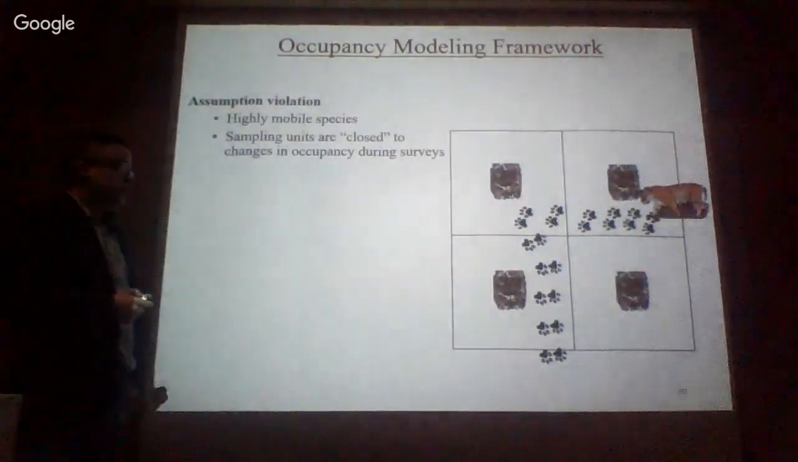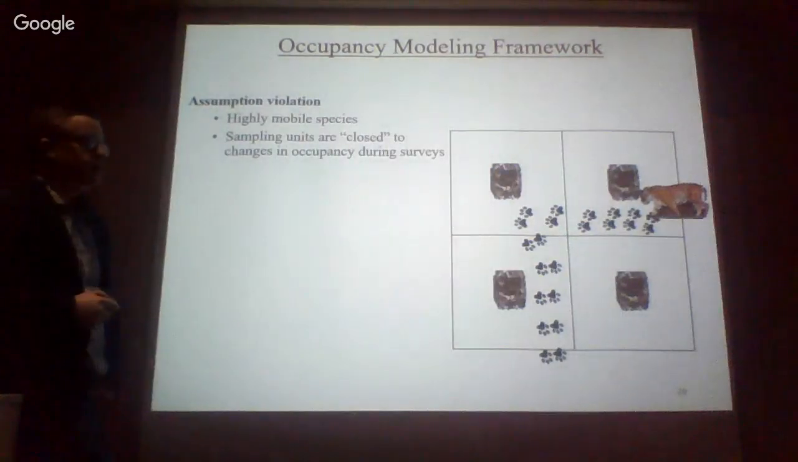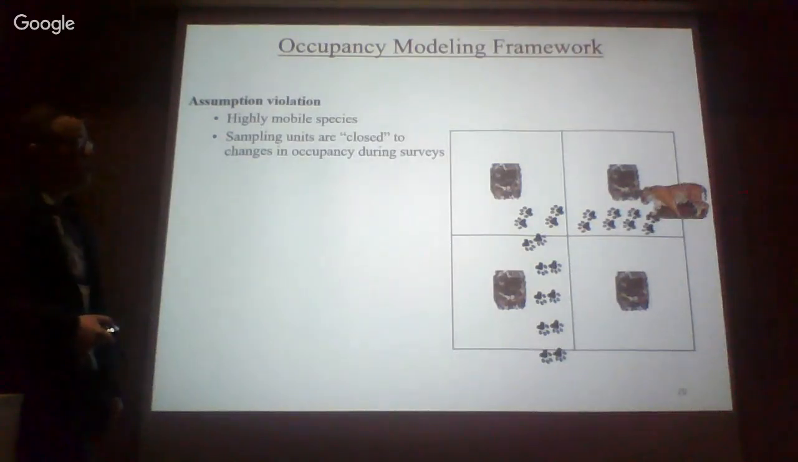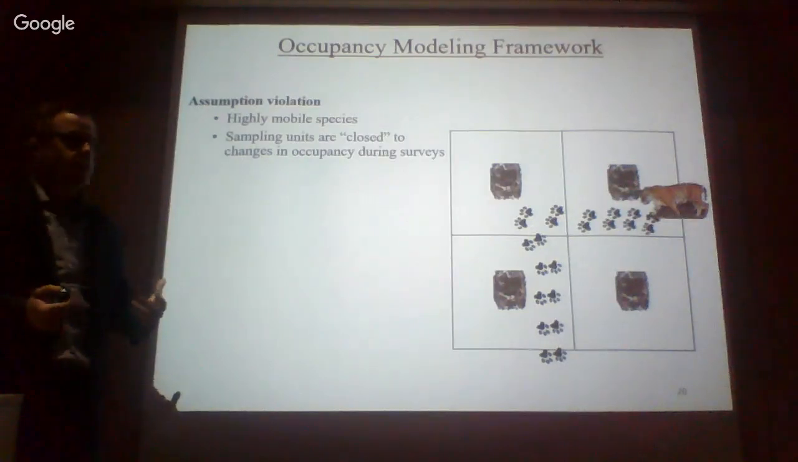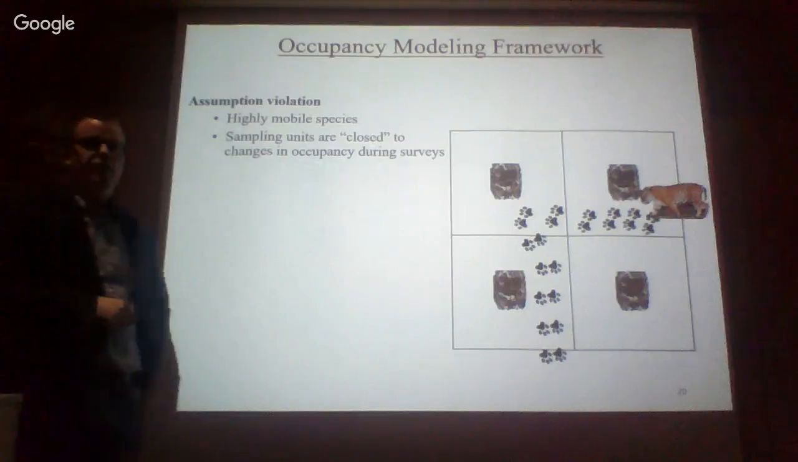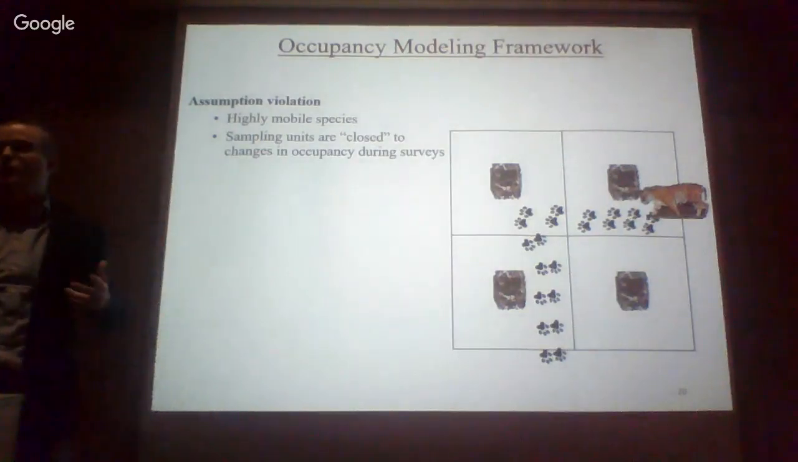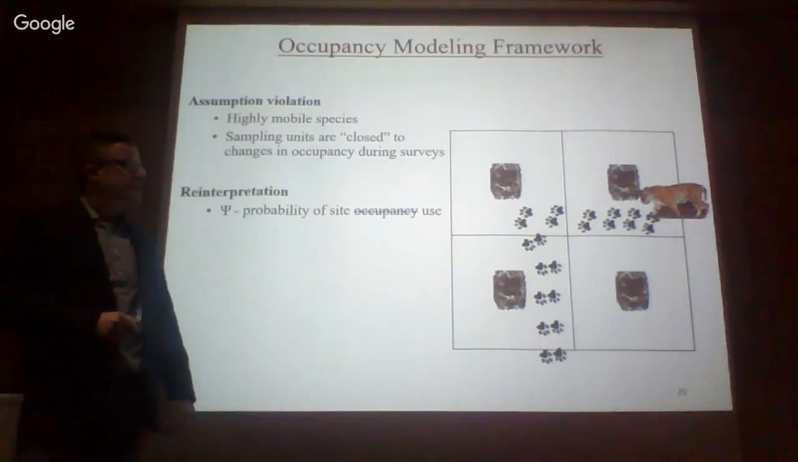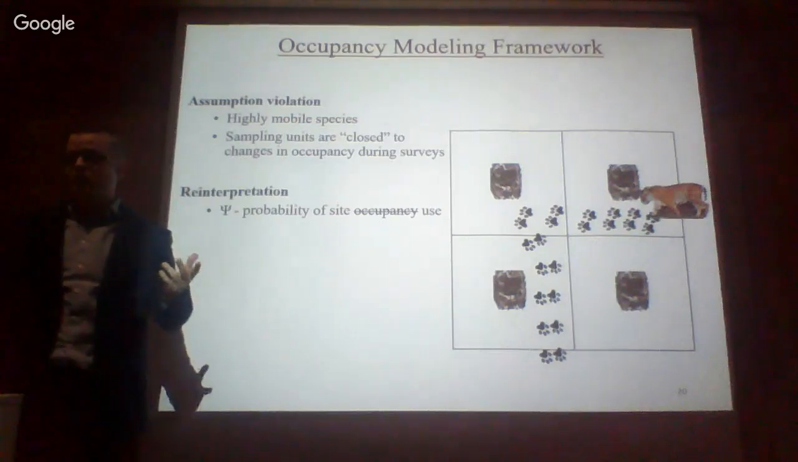Now, the issue we run into, though, is when it comes to highly mobile species. For example, if we're doing a camera trap study on tigers, what do we call occupancy when you have an individual that's able to traverse across multiple sampling units on the landscape? This is a common problem where they violate the assumption that sampling units are closed to changes in occupancy. What has commonly been done is a reinterpretation: as long as they're randomly moving in and out of these sampling units, then instead of occupancy, we'll just call it use.